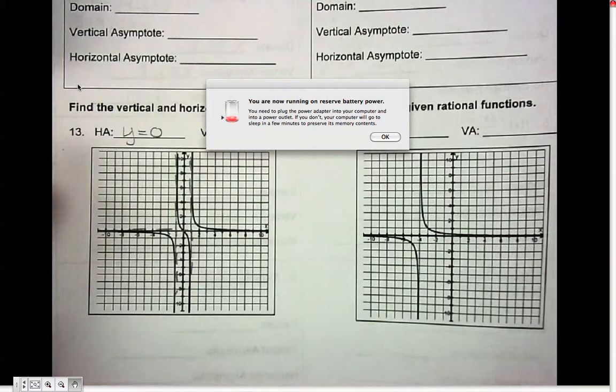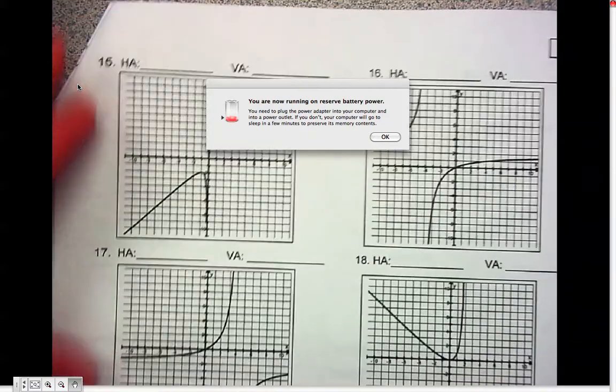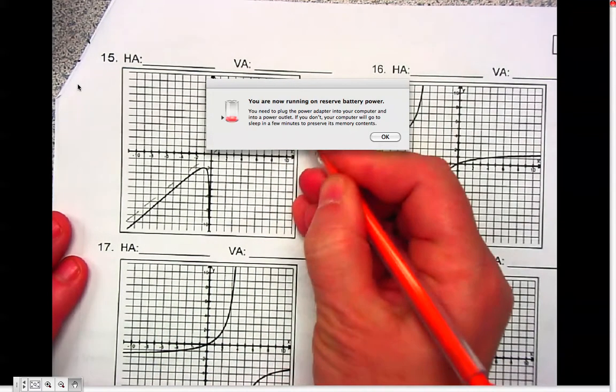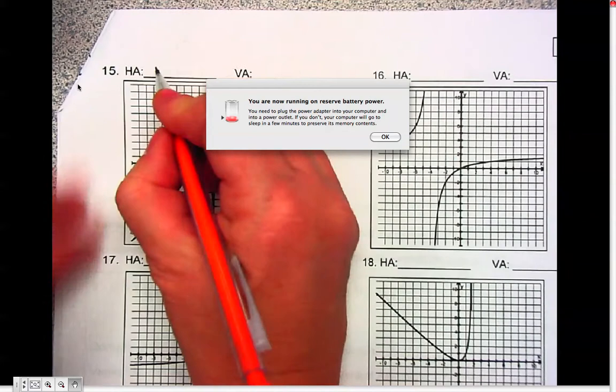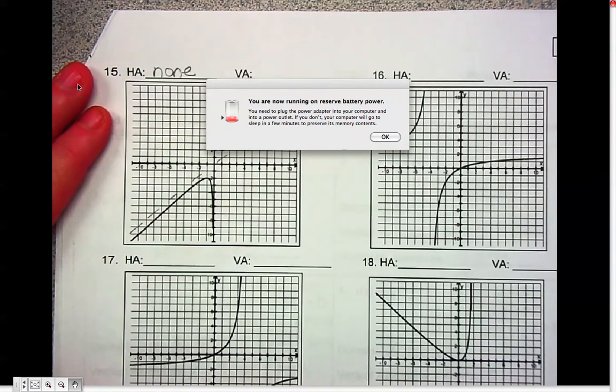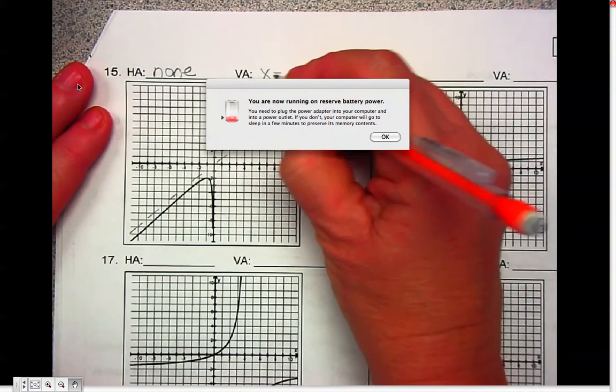Okay, I want you to skip now over to 15. This has a slant. So it would be none. Right. None for the horizontal. It does have a vertical. Yep.